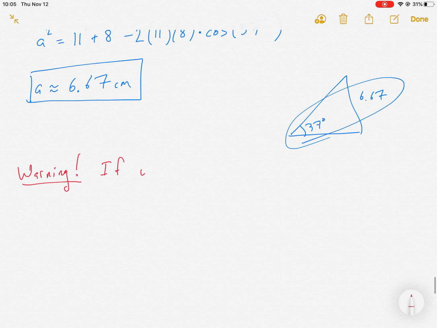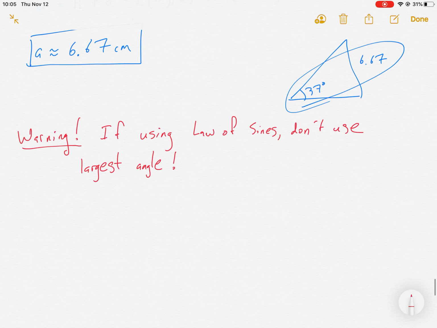so if using law of sines, don't use the largest angle right now. The reason for this is because you could get some ambiguity. Let's say you get 80 degrees, then the other option would be the supplement, which would be 100. But if you don't use the largest angle, there's no ambiguity. It's only the largest angle that could potentially be obtuse and acute. So make sure not to use the largest angle in this case.